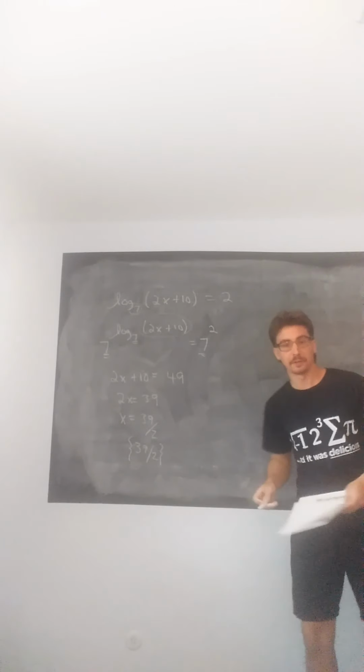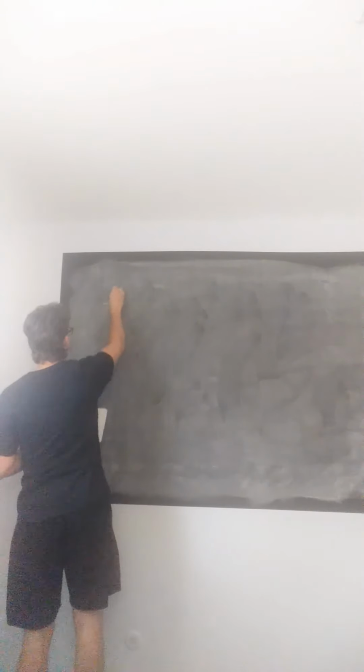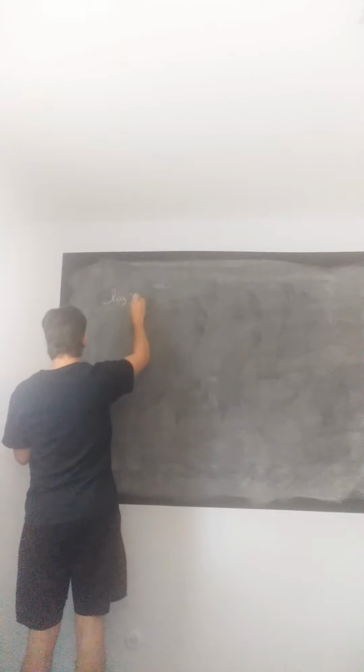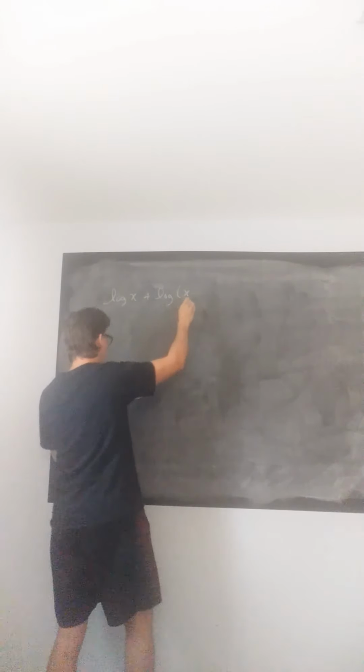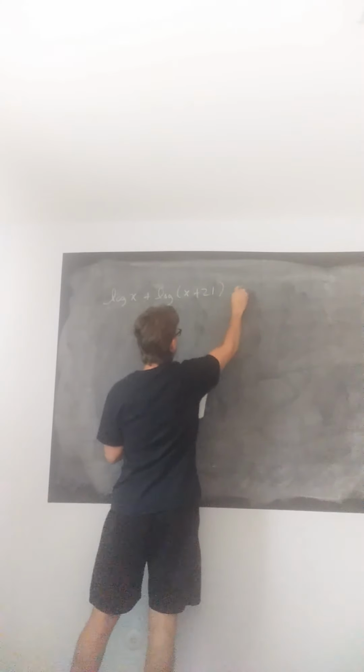Now another type of equation that we have is one where we have to condense along the way in order to do it. So that would be something like this example here. We have log x plus log of x plus 21 is equal to 2.